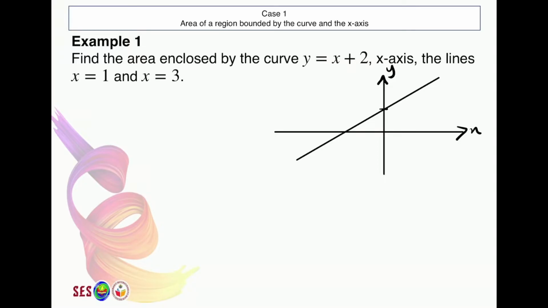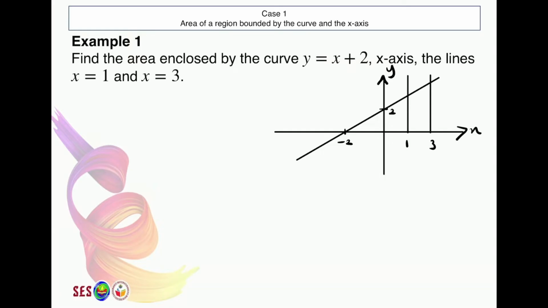So it will have y-intercept at 2 and x-intercept at negative 2. Because for y-intercept, you'll substitute x equals 0, so you'll get 2. For x-intercept, you'll substitute y equals 0, and then you will get x equals negative 2. Okay. So then the question states that the other two boundaries will be x equals 1 and x equals 3.